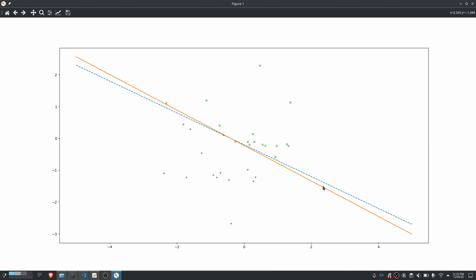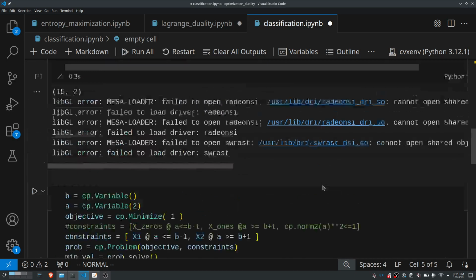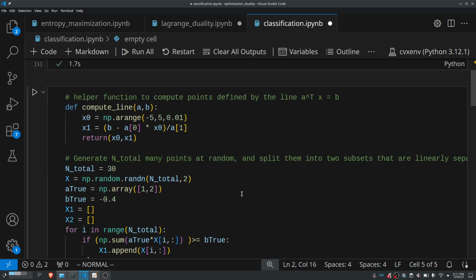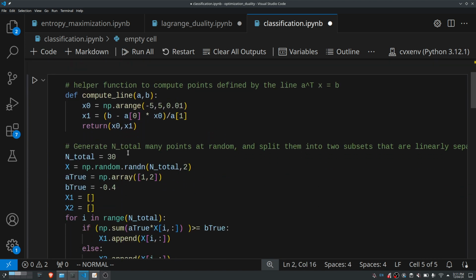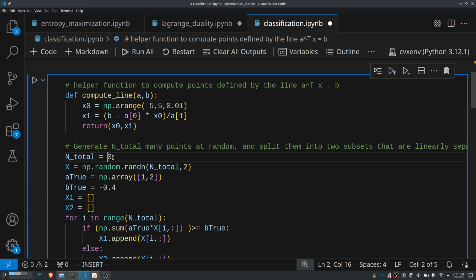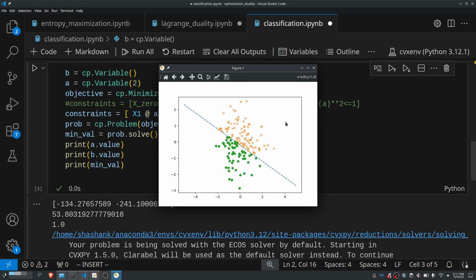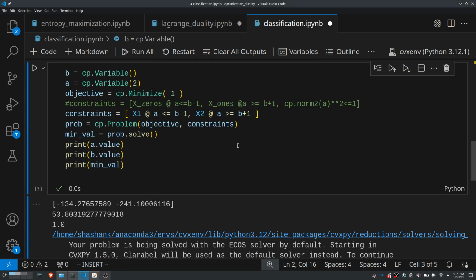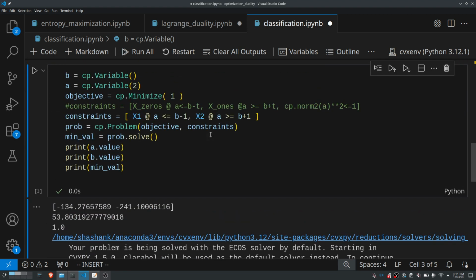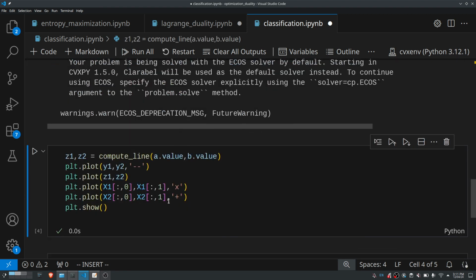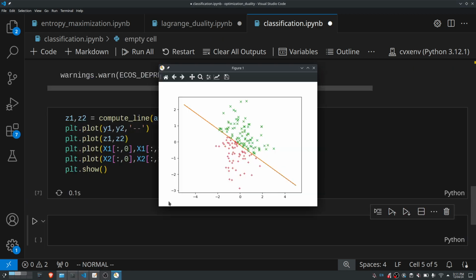Now, this does not exactly correspond to the ground truth because it is one solution, right? One hyperplane that separates these two. Now, if I wanted to get something even closer to the ground truth, then I would possibly have to generate more points. I could generate, let's say, 150 points and solve this particular optimization problem. I plot the two, they essentially overlap.